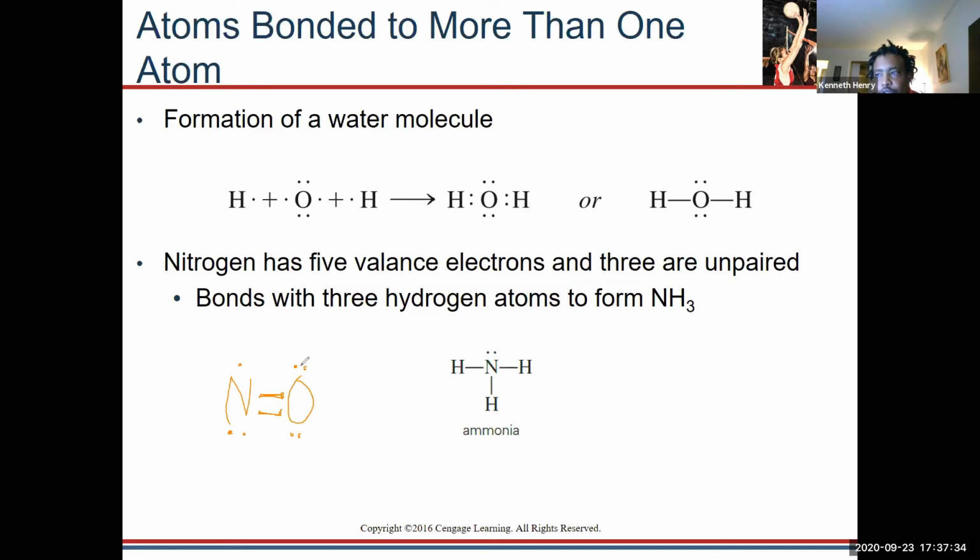This guy has 2, 4, 6, 8 around it. And remember, you want to reach your octet if you can. Oxygen is happy. Oxygen has a strong electronegativity. It wants to be happy before anybody else except for fluorine. Fluorine is greater in electronegativity than oxygen. So fluorine is going to be happy before anybody else, period.